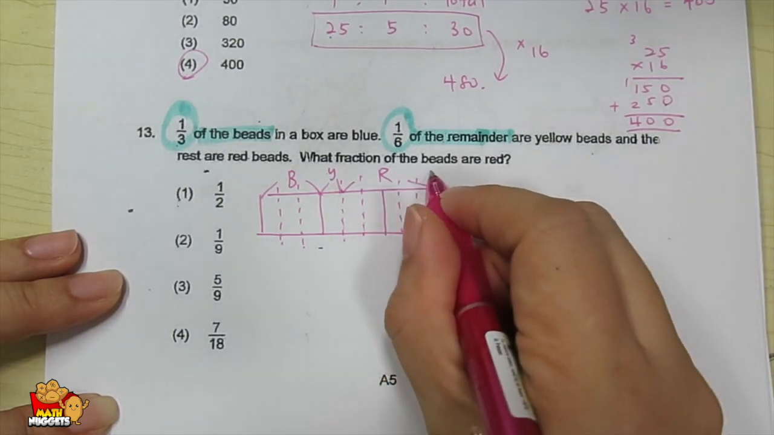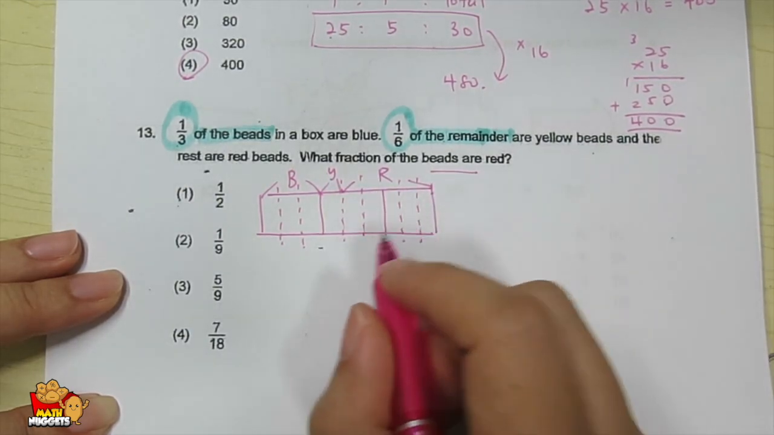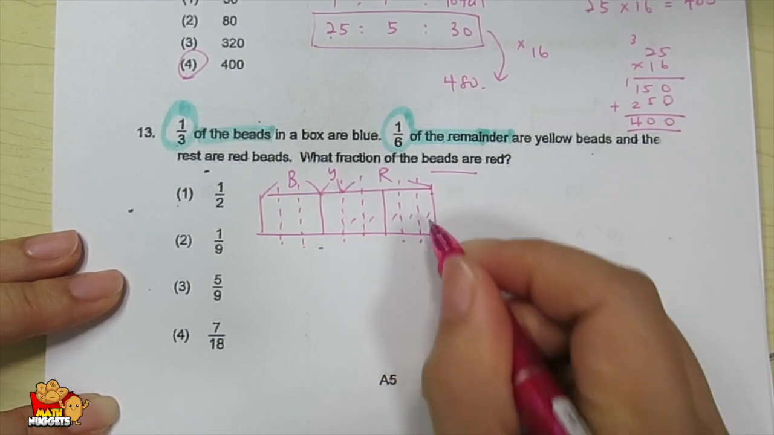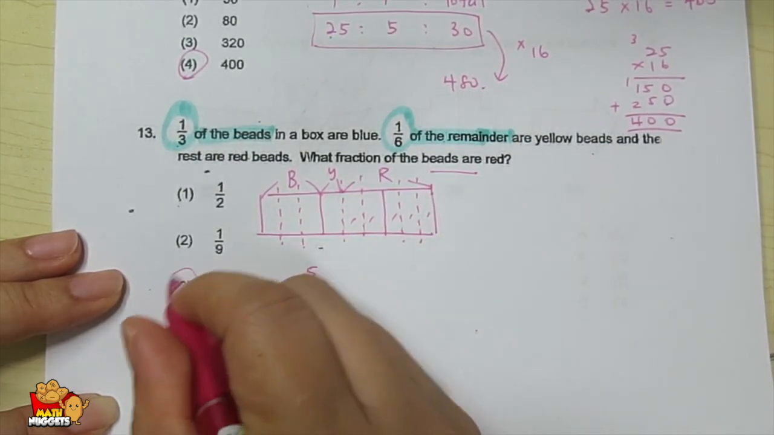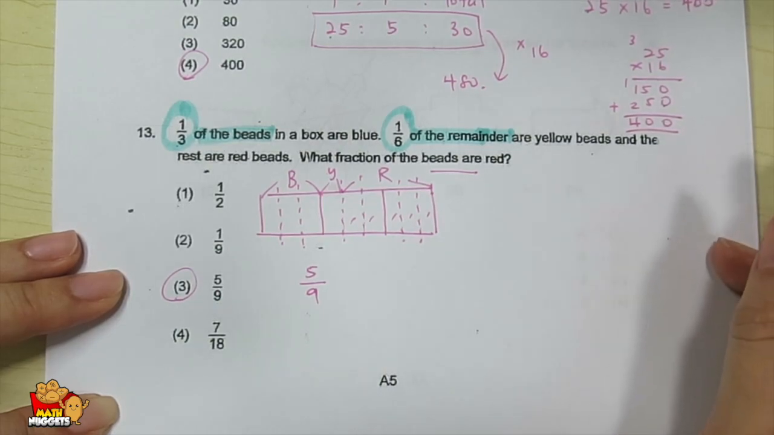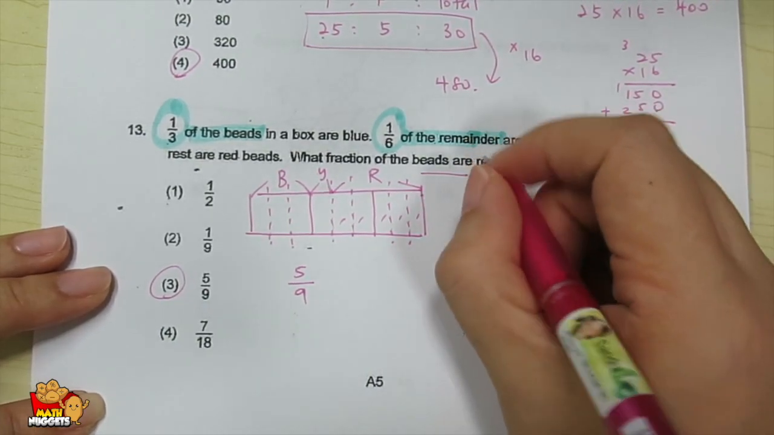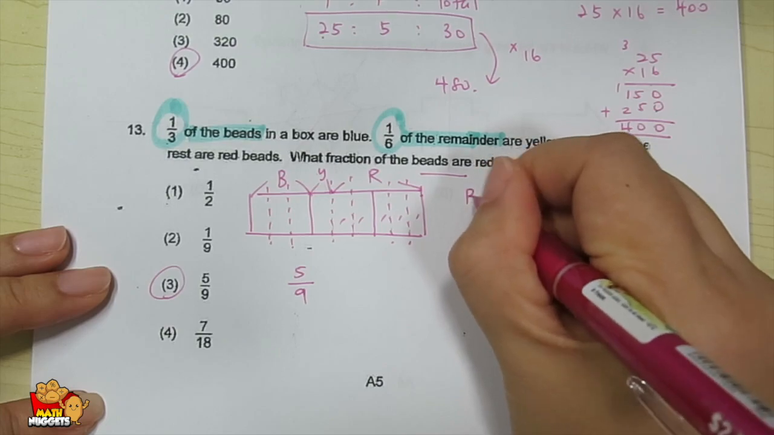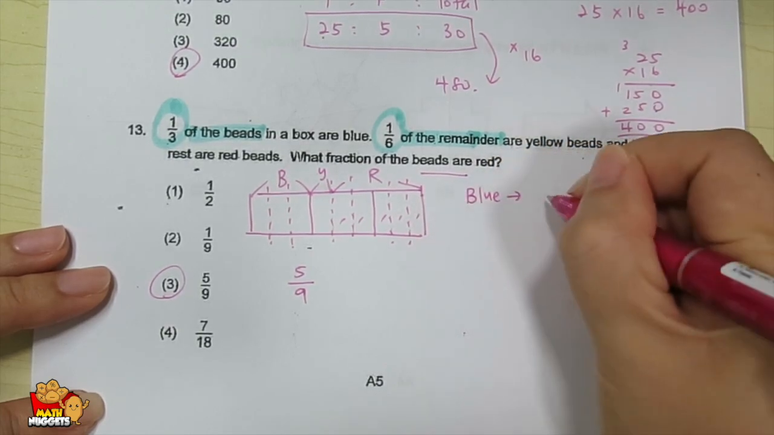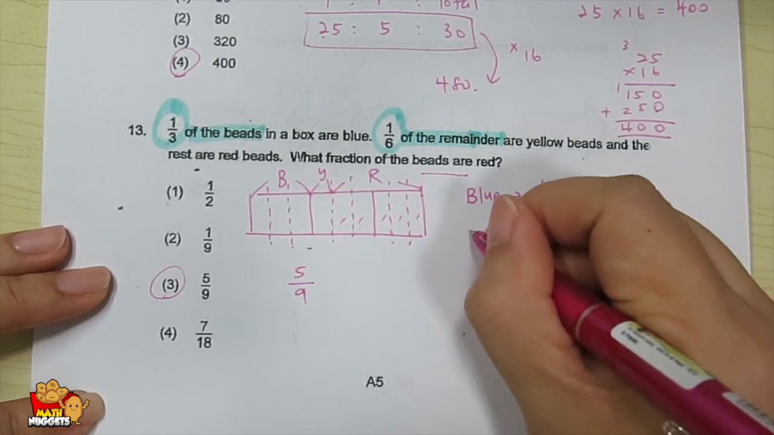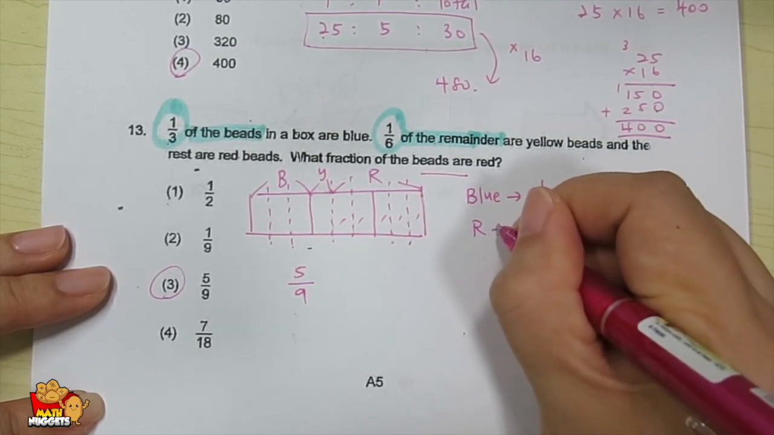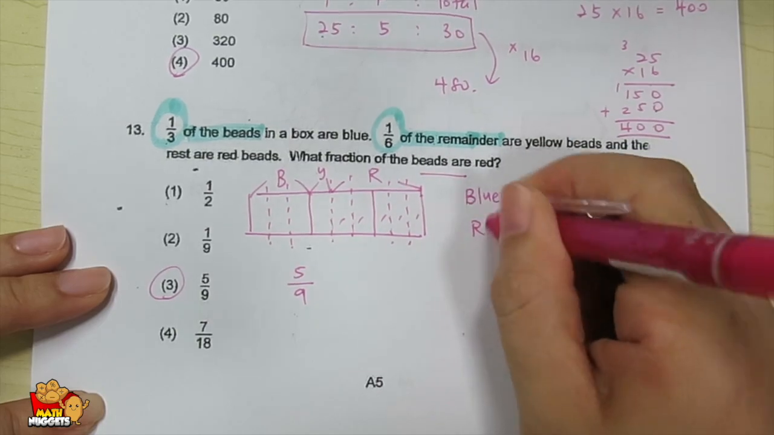So what fraction of the beads are red? So red will be 1, 2, 3, 4, 5. 5 out of the total, which is 9. So the answer is option 3. Now we can always also do this the fractions way. I'll just write down all the information I have. So blue is 1/3. After the blue, the remainder is actually, let me write remainder instead of R.